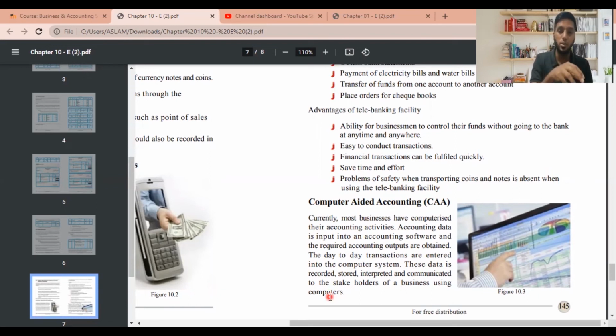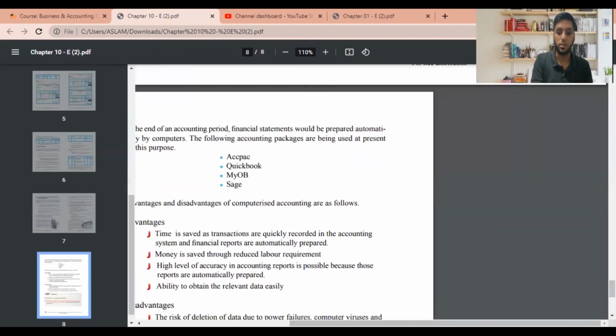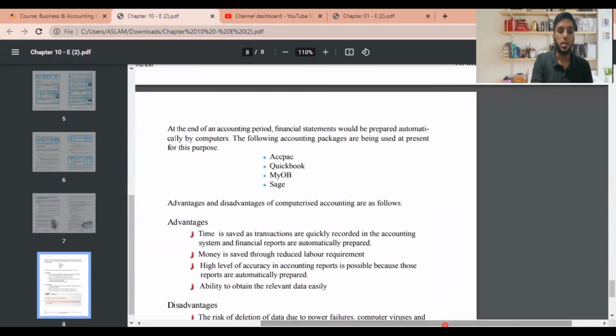So they use a lot of software to record all the transactions in a very easy manner. Most of the companies which are starting used to use the system called SAP. Certain companies used to have other packages like MYOB, as well as SQL, structured query language, when they're doing this type of accounting packages. And we'll move on to the next part of the content. You might see here, at the end of the accounting period, financial statements would be prepared automatically by computers. The following accounting packages are being used at present for these purposes.